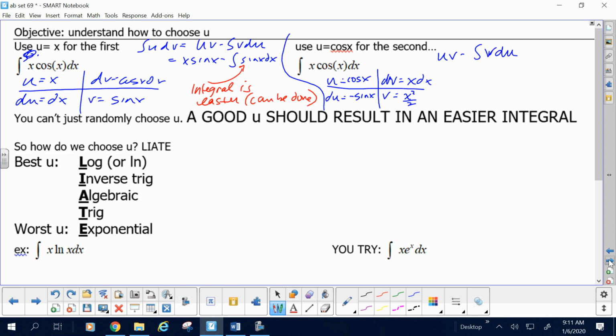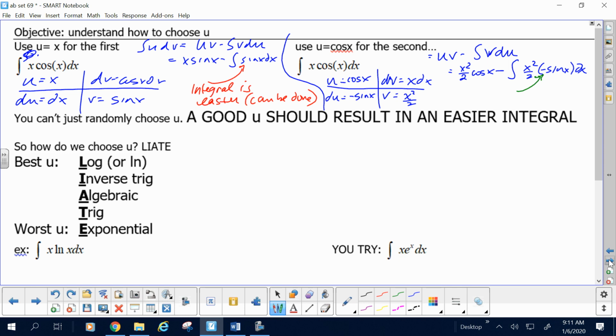If I then did my uv minus v du substitution here, uv is x squared over 2 cosine of x, and that's not a problem. But v du is x squared over 2 times negative sine of x dx. Now, this is what tells you if you chose well or not. That would be the next step. Integrate that. Would it be better or worse than we started? Yeah, it's actually now worse than it started.